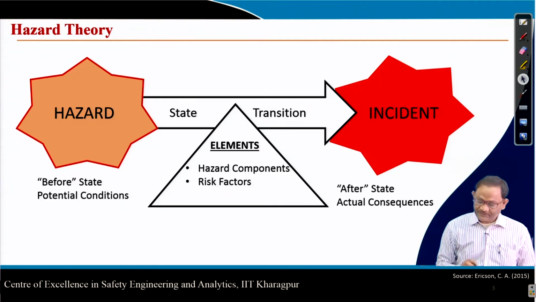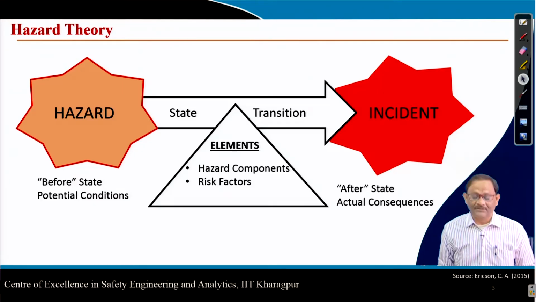One of them is hazard to incident, that is hazard theory. Last class I discussed some of the definitions, including hazard and incident. You have seen those definitions. We discussed that a hazard is the potential condition that can cause harm, loss, damage, etc. And an incident is basically the real event which results out of the hazard present in the system.